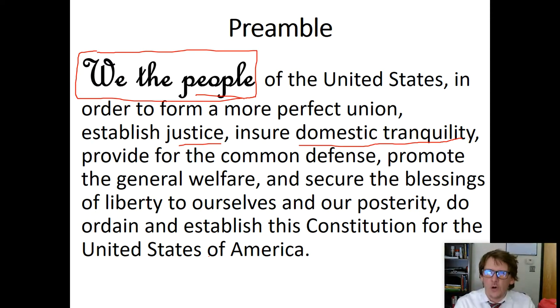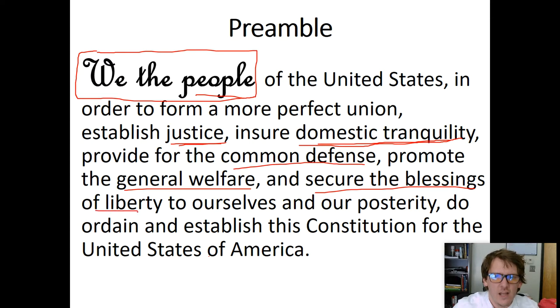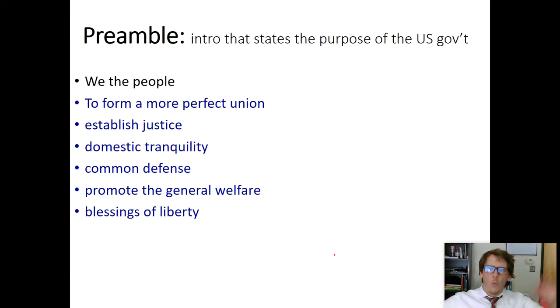The preamble, remember, this is the purpose of the government, why we have a government. This is us telling the government what they should do every day. And this is we the people telling the government, this is what we want you to do. We are creating a government to do these things. We the people want to establish justice. We want domestic tranquility. I'll go into this in a second. What are these words? We want common defense. We want to promote the general welfare. We want to secure the blessings of liberty to ourselves and our posterity. So we do ordain and establish the Constitution of the United States of America. We want these things, and so we're going to put it in this Constitution forever and ever. Amen. What does this stuff mean?